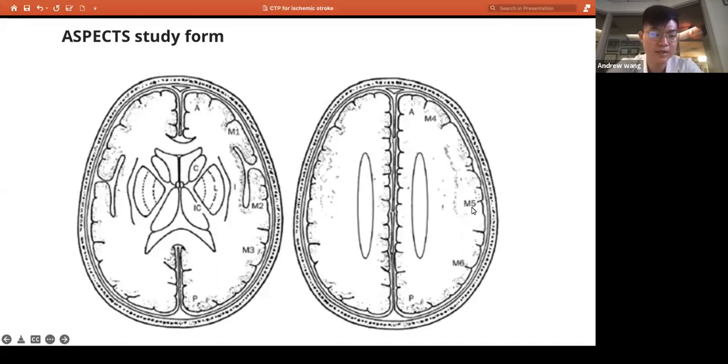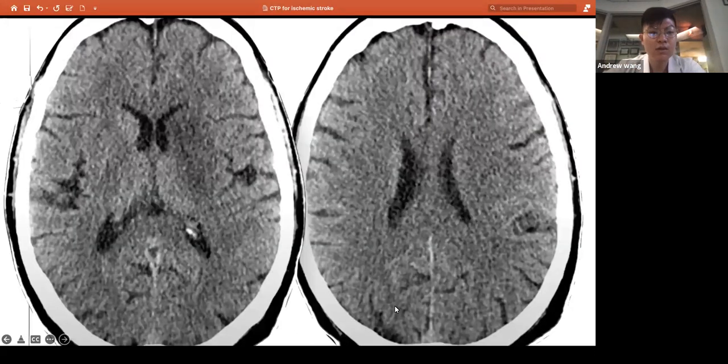So to calculate the ASPECT score, 1 point will be subtracted from 10 for any early ischemic change on non-contrast CT, like hypodensity or focal edema, for any defined region. So for our patient, he had hypodensity over the head of caudate, lentiform nucleus, and internal capsule. So it's minus 3 points, so his ASPECT score is 7. And how is this score going to tell us about our patient?